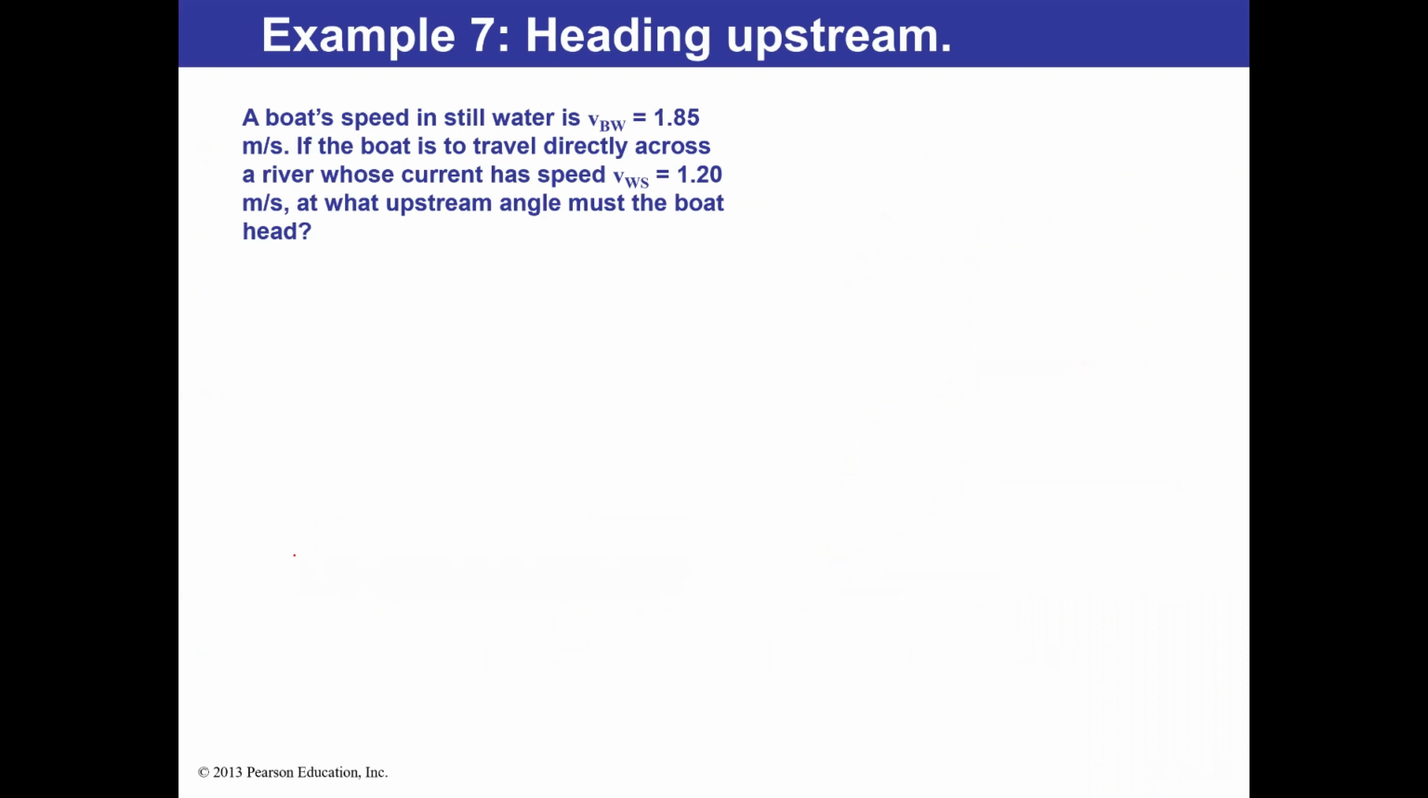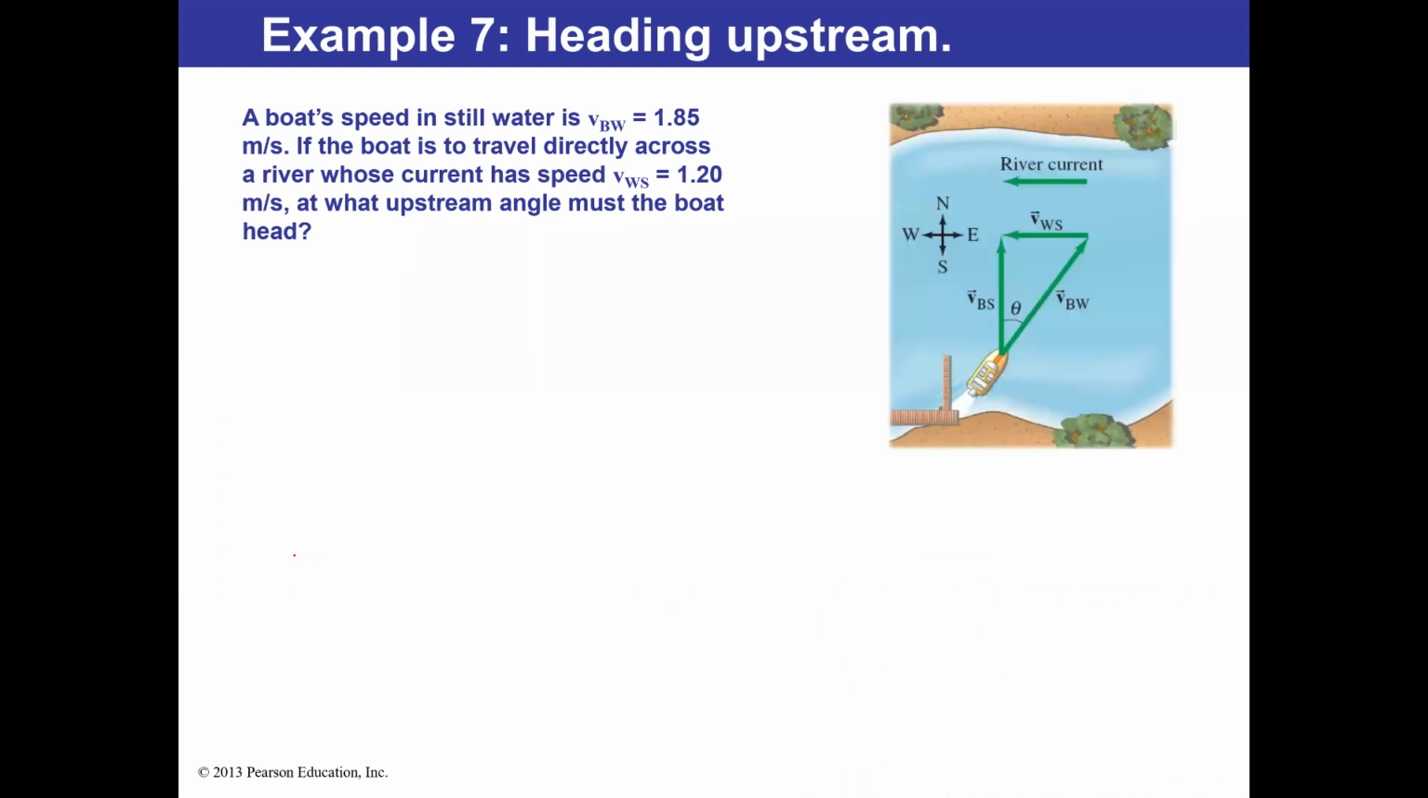Let's look at this example here. A boat's speed in still water is given as the velocity of the boat relative to water, 1.85 meters per second. Think like this: here we have a river and water, right? So if you have a boat, it can move in water at the speed of 1.85 meters per second. Now, if the boat is to travel directly across the river, whose current has a speed, the velocity of water relative to the shore, of 1.2 meters per second, at what upstream angle must the boat head?